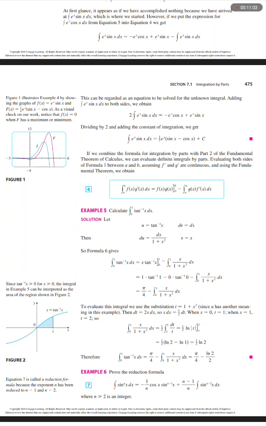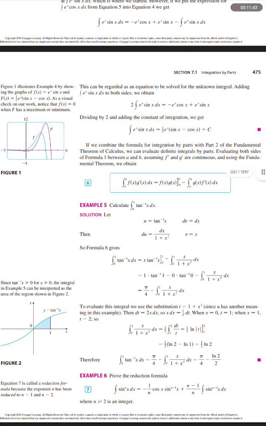Back to the text. This can be regarded as an equation to be solved for the unknown integral. Adding the integral of e^x sin x dx to both sides, we obtain 2 times the integral of e^x sin x dx equals negative e^x cos x plus e^x sin x. Dividing by 2 and adding the constant of integration, we get the integral of e^x sin x dx equals 1/2 e^x (sin x minus cos x) plus C.